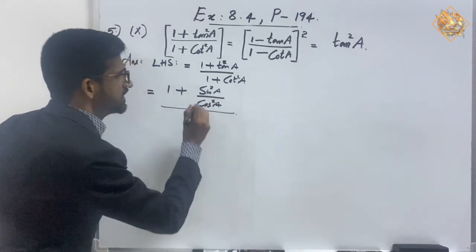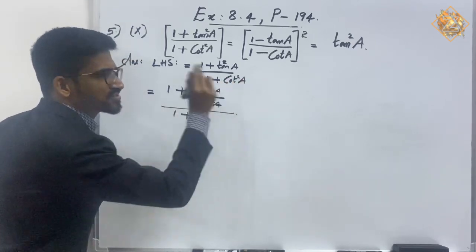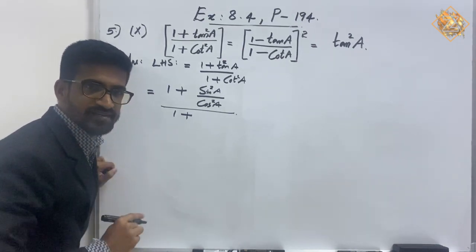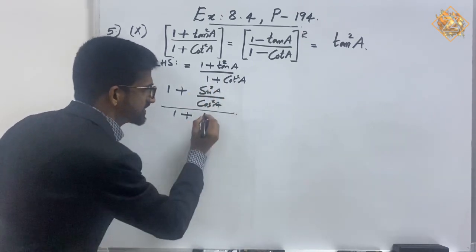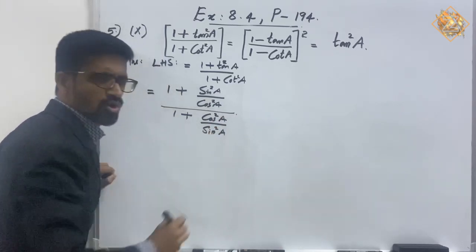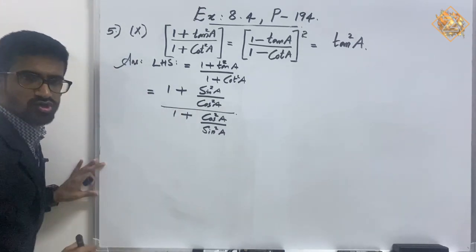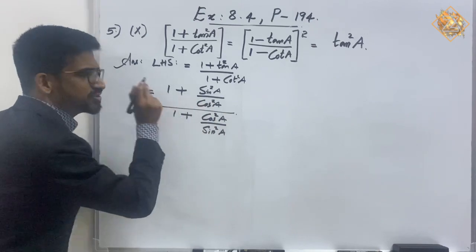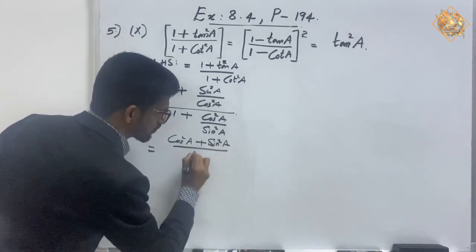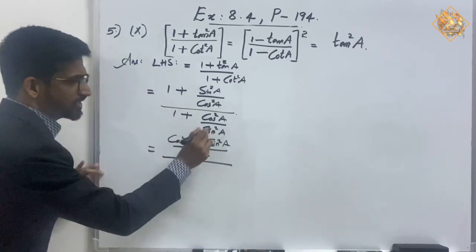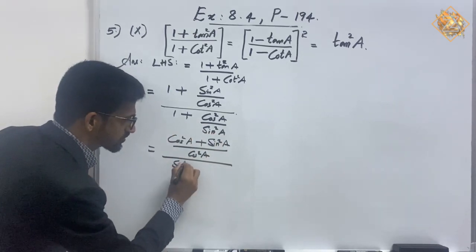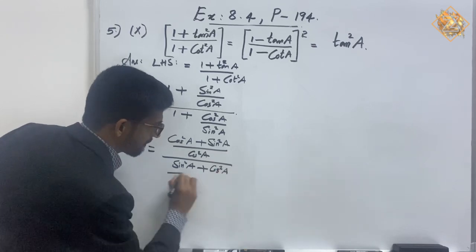Okay? In the denominator we have 1 + cot²A. Similarly, cot we can write in terms of sine and cos as cos by sine. Isn't it, students? So here instead of cot²A, we can write cos²A/sin²A. Hope it is clear. Now we will do the cross multiplication. In the numerator, cos²A into 1, that is (cos²A + sin²A)/cos²A. By the denominator, taking the LCM, sin²A into 1, that is (sin²A + cos²A)/sin²A.